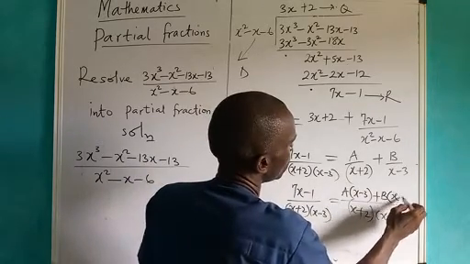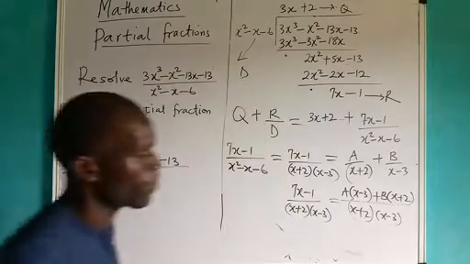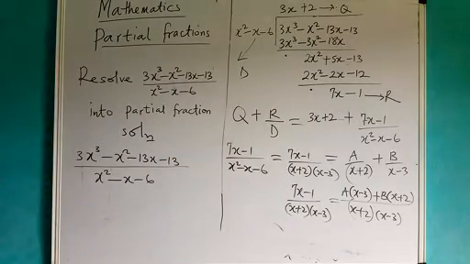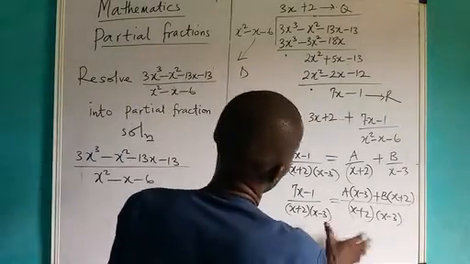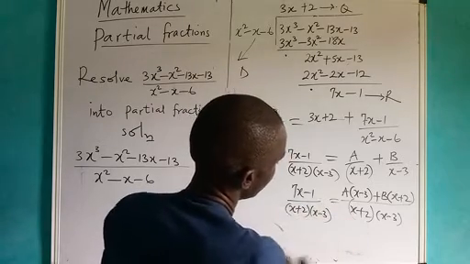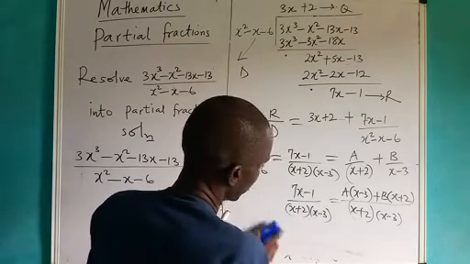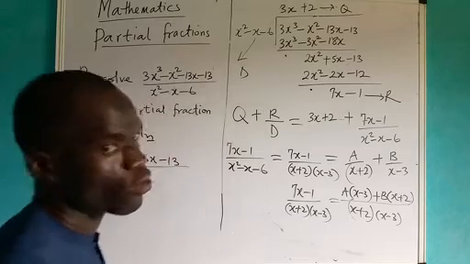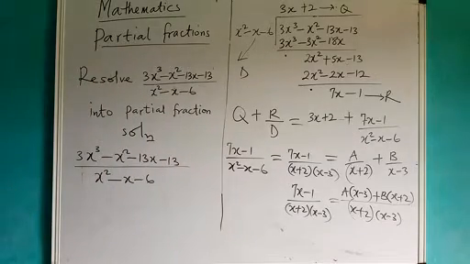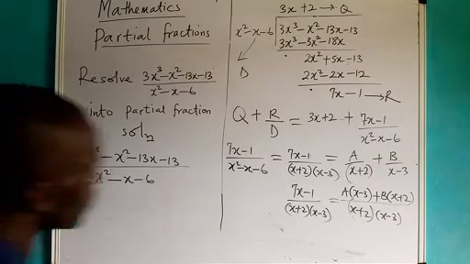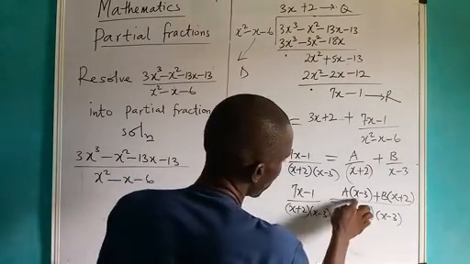B, which is S plus 2. This is what I now have. Can you see now that from what we have here, the denominators are the same? I told you earlier that whenever you have a common denominator, we can do away with the denominator.